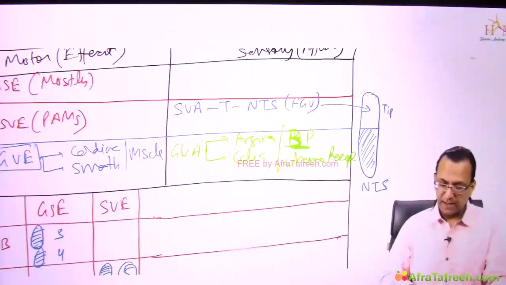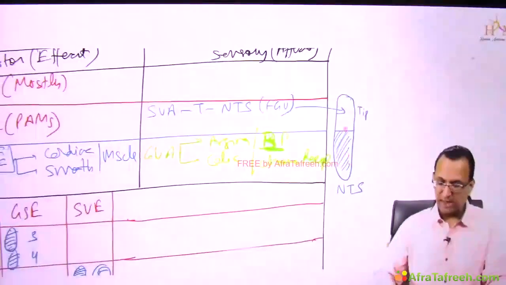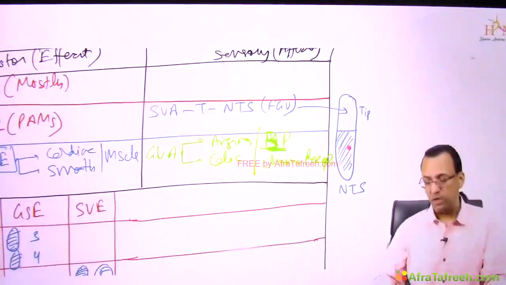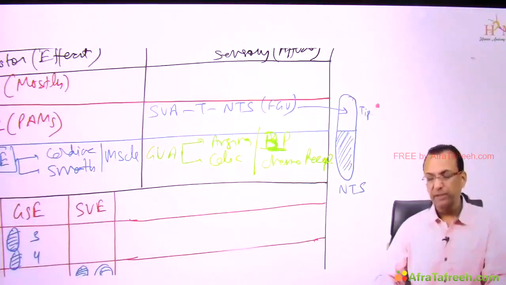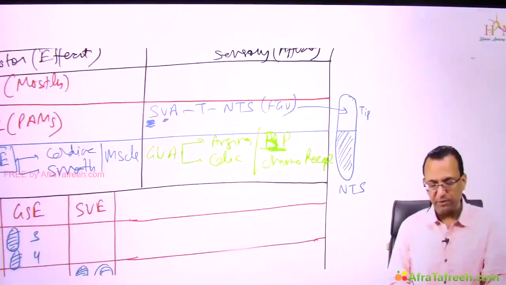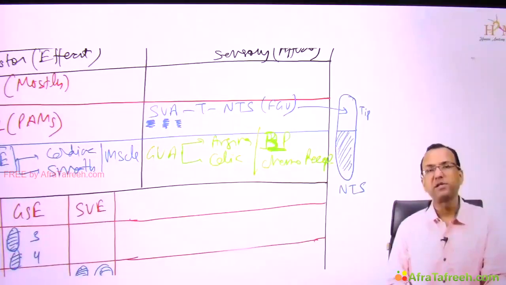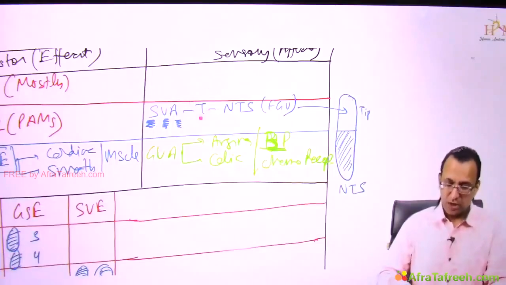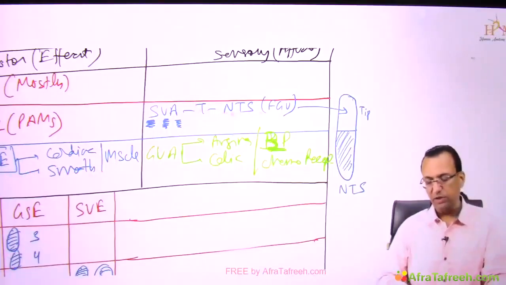So understand that nucleus tractus solitarius has two components. If you're talking about the tip of the nucleus tractus solitarius, then it is about the SVA NTS. What is SVA? S for special, V for visceral, A for sensation. Special visceral sensation of taste is received by the tip of the nucleus tractus solitarius, carried by the facial, glossopharyngeal, and vagus nerves.